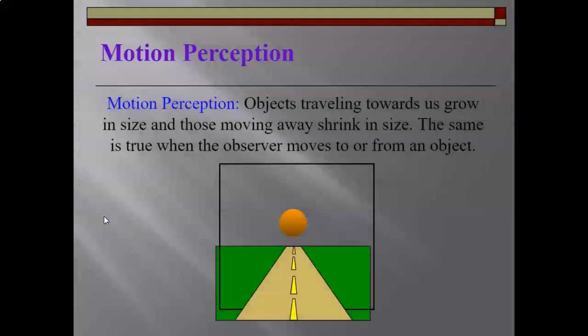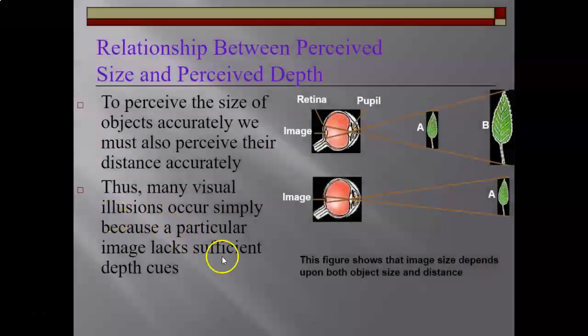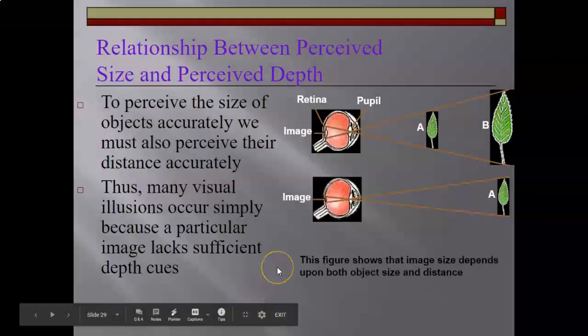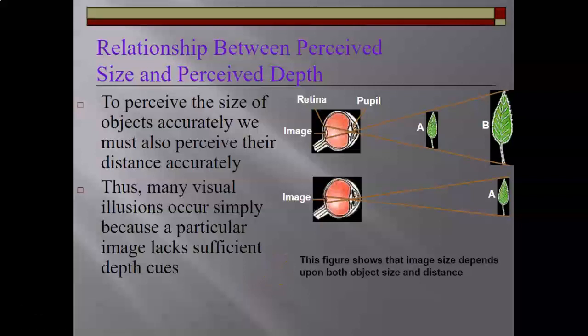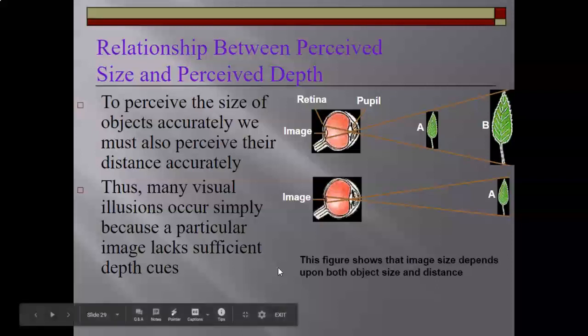Motion perception also is used. Objects traveling towards us grow in size, and those moving away from us shrink in size. The same is true when the observer moves to or from an object. So, relationships between perceived size and depth. To perceive the size of objects accurately, we must also perceive their distance accurately. Thus, many visual illusions occur simply because a particular image lacks sufficient depth cues.